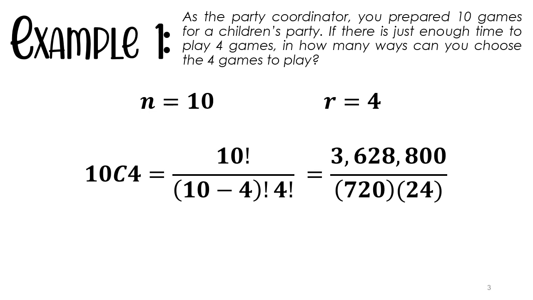Therefore, we have 3,628,800 divided by 720 times 24. And that is equal to 210. Therefore, we have 210 ways to choose the 4 games that we can play out of the total of 10 games. So that is how you apply combination in problem solving.